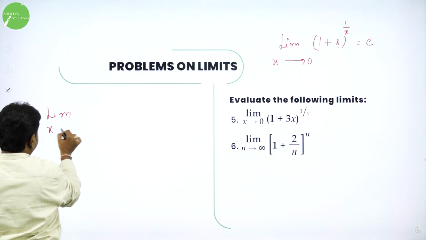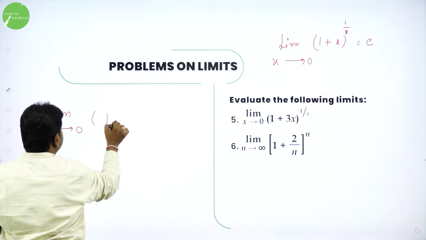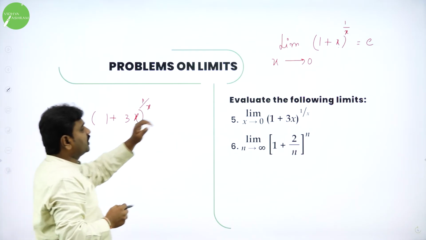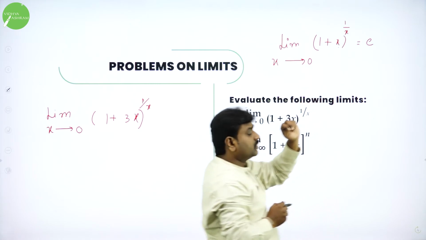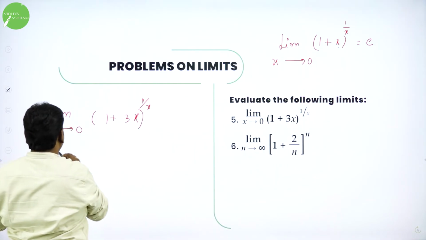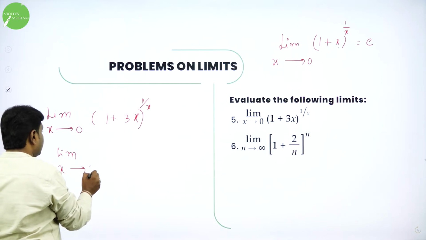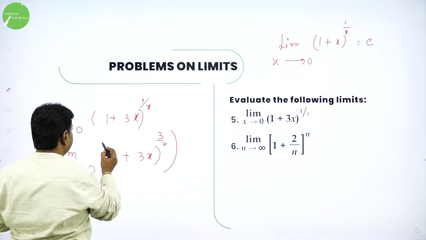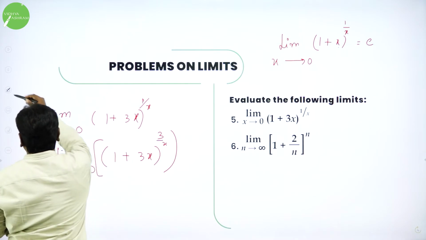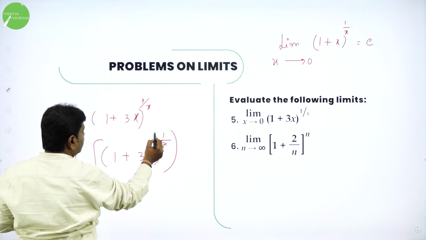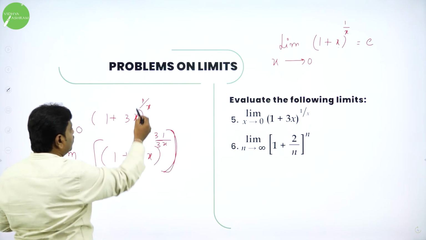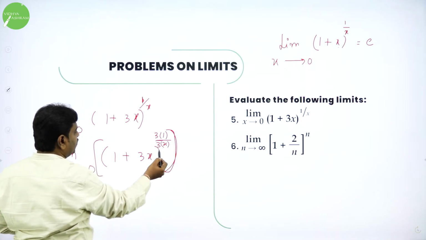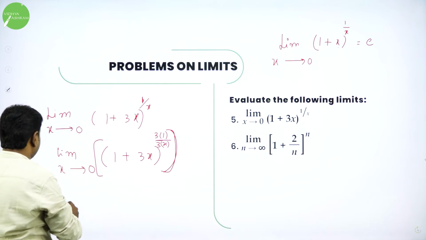Now I'll take the problem and we'll simplify. Limit x tends to 0, 1 plus 3x is there, power 1 by x is there. See, our target is to make this and this the same. So here we have 1 plus 3x, so can I write the power as 3 by x? I need 3 in this place. We had just 1 by x, but I need 3. So divide and multiply by 3. This 1 by x I am writing as 3 into 1 by 3x.